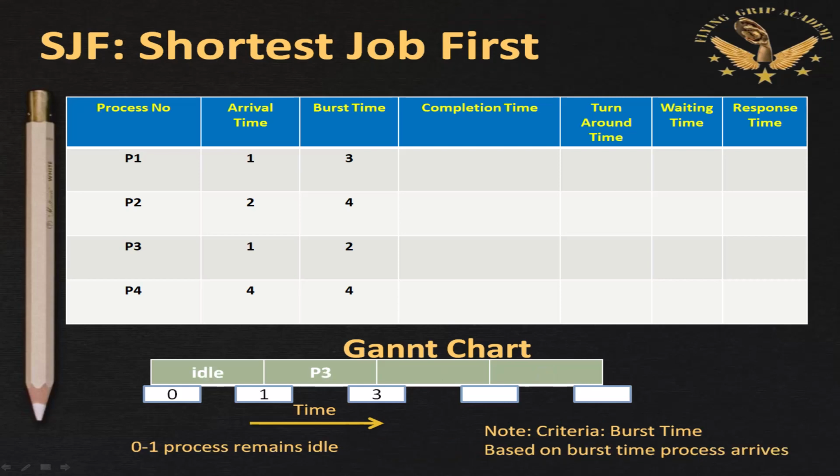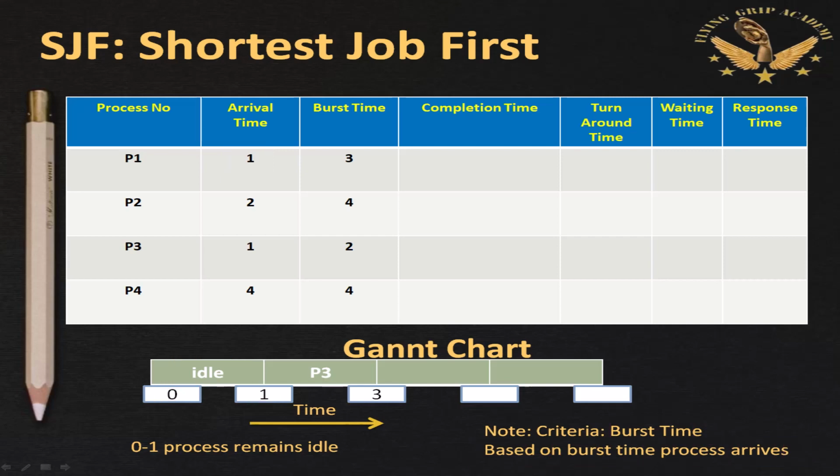So now let us consider the scenario. P1 has arrived at time 1, so the arrival time is 1. It means from 0 to 1, the process remains idle. Next, we calculate based upon the burst time, and check at which time the particular process has arrived.